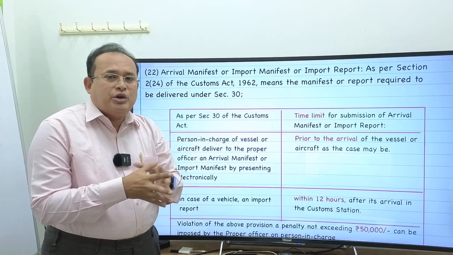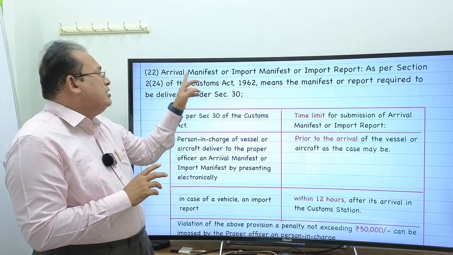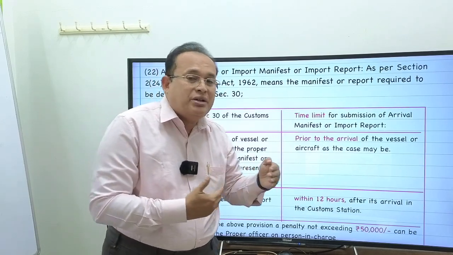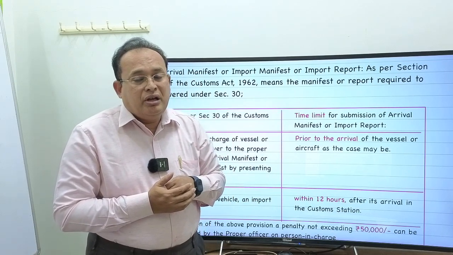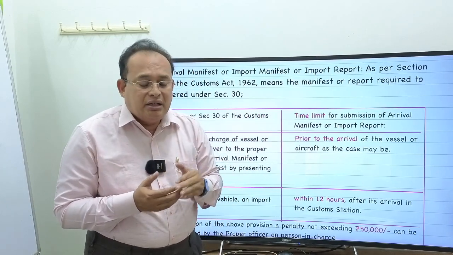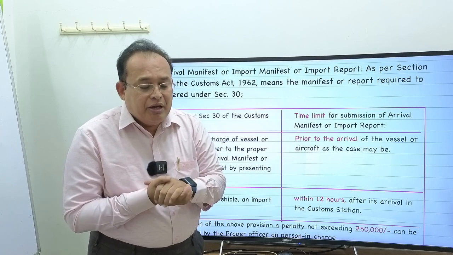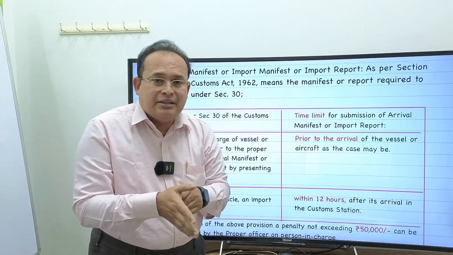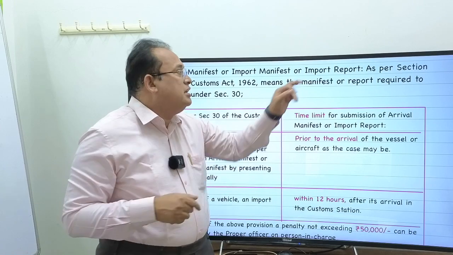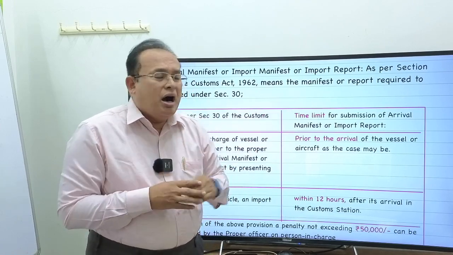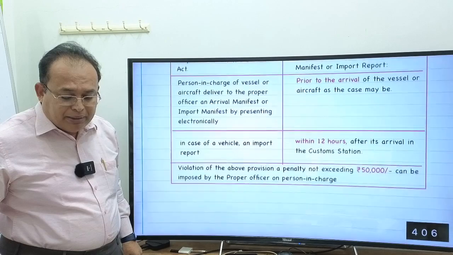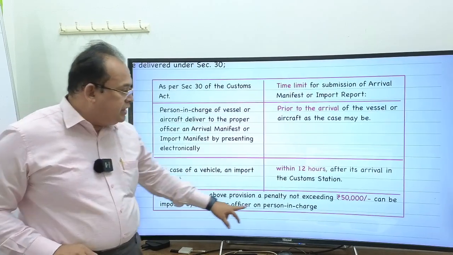The person in charge, as I just told you, should submit the arrival manifest or import manifest prior to the date of arriving at the Indian port or airport. In the case of import report, when the goods are coming to India in a vehicle registered to land customs, within 12 hours from the time of arrival at the land customs, they should submit the import report. What is it? I will explain to you. On account of failure to submit in a proper manner, they are liable for penalty up to rupees 50,000.